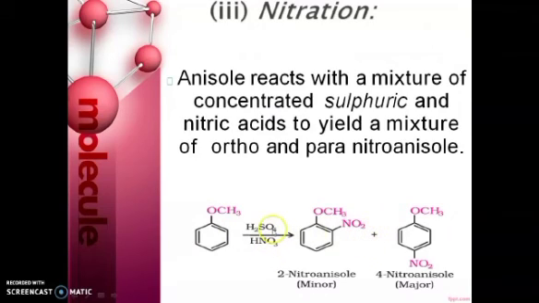You know, students, the nitrating mixture always gives the nitro group, that is the NO2 group. Again OCH3 is ortho-para directing. That's why the NO2 group is attached at the ortho and para positions, and we get 2-nitroanisole and 4-nitroanisole. 4-nitroanisole is the major product because in 2-nitroanisole steric hindrance takes place. Due to this reason, that product we get in the minor portion.